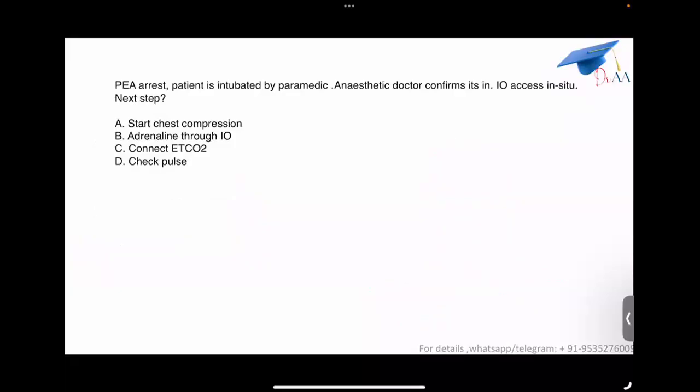We have a pulseless electrical activity cardiac arrest. Patient is intubated by paramedics. The anesthesiologist has confirmed that the tube is in situ. IO access is in. What is the next step they are asking? Chest compression, option A. Just do the chest compression. No matter what they say, the first thing in cardiac arrest in an adult patient is to start chest compression. That carries priority over everything else.